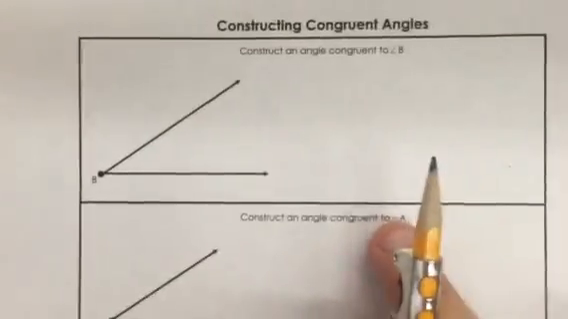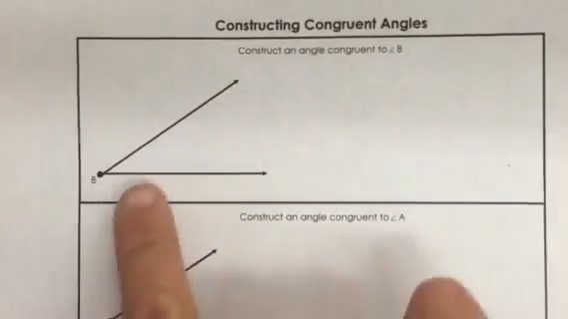Let's look at this first question. Construct an angle congruent to angle B. And this is angle B, right?